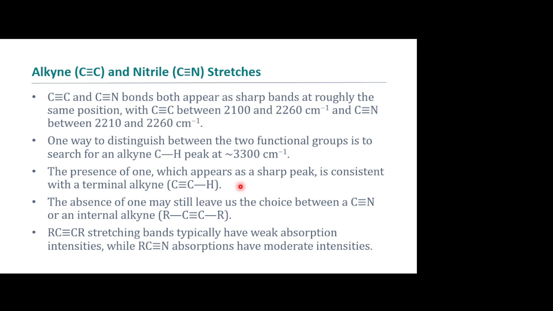That's why you always want to check for that CH. Okay? So look at your band, check for the CH. CH isn't there. Medium, nitrile. Weak, internal alkyne. CH band is there. Terminal alkyne, right?